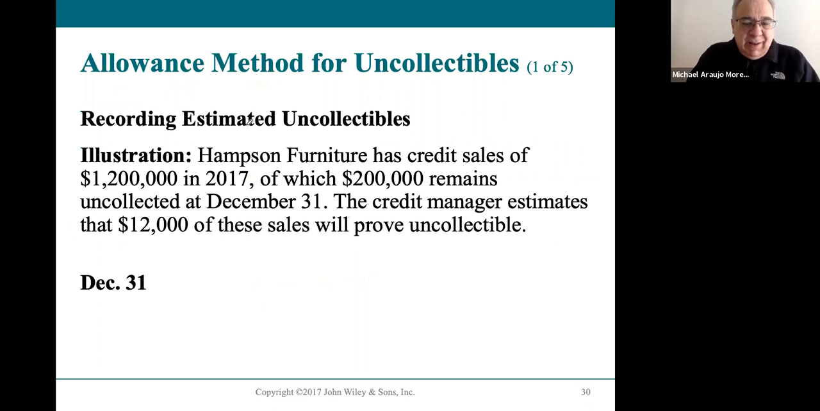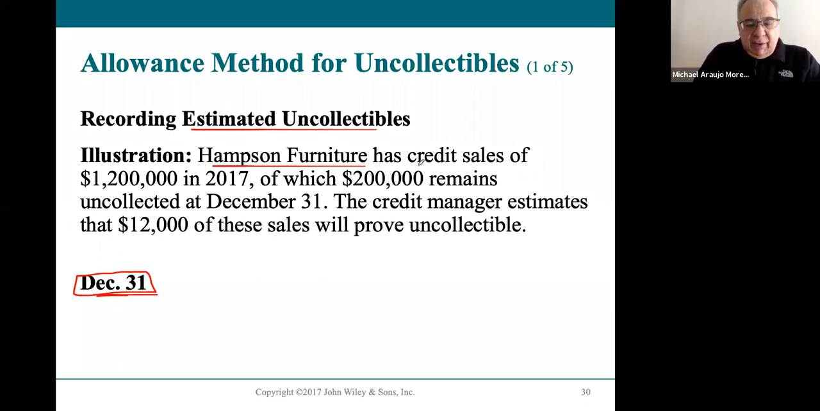So here is a little bit about how it works. At the end of a year, again, this company uses December 31st as their year end. They have to estimate their uncollectible accounts. So this company is a furniture company, Hampton Furniture. They have credit sales of 1.2 million.